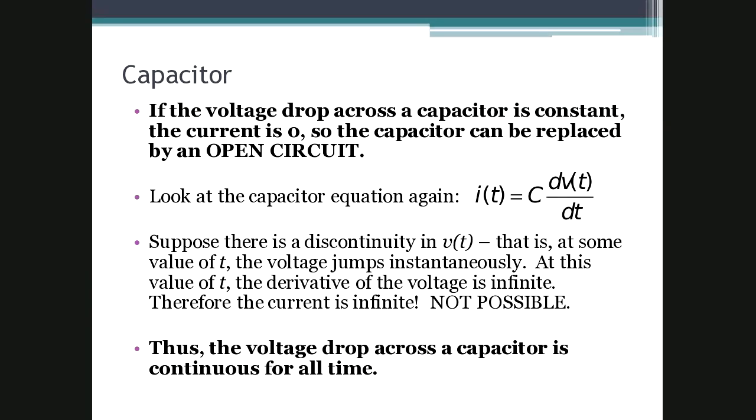Now, mathematically that might seem possible, but in calculus, that is not allowed. In order for you to be able to take the derivative of a function, it has to be continuous. So those of you who are going to move into engineering and get into higher mathematics, it's one of the confinements or one of the limits of a derivative. So this is not possible. Thus, the voltage drop across a capacitor is continuous for all time. It's another requirement.